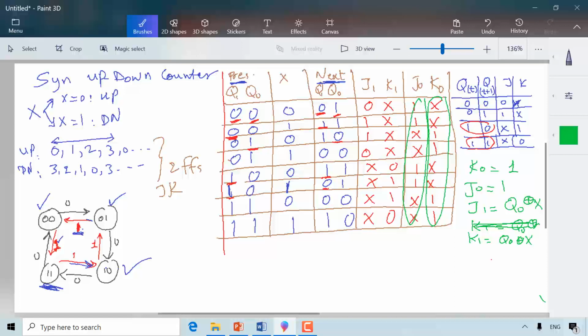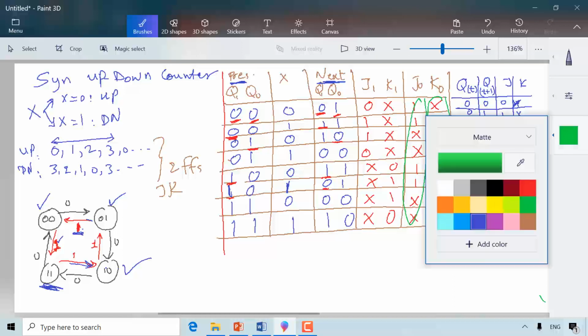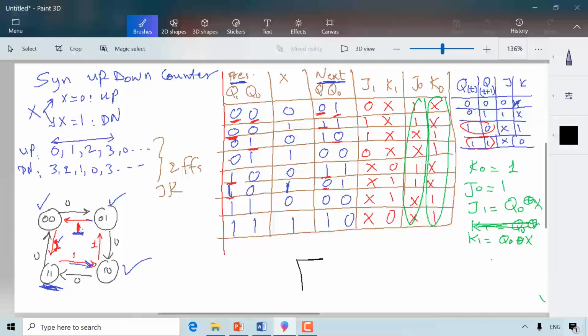So let's draw the circuit now. First flip-flop. This is the first flip-flop, J, K, Q. This is J0, this is K0, this is Q0. And then the second flip-flop: J, K, and Q. This is J1, and this is K1.